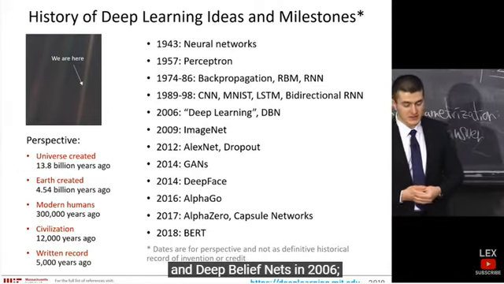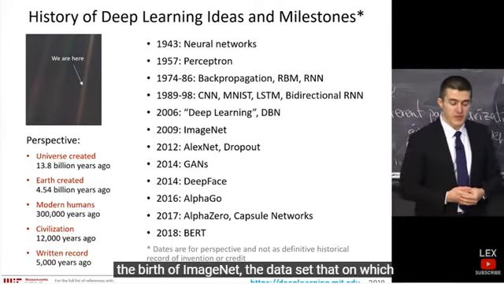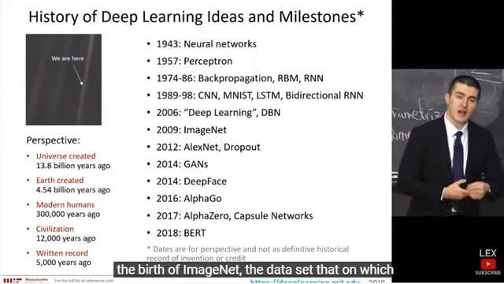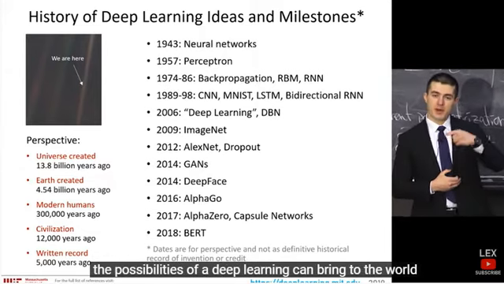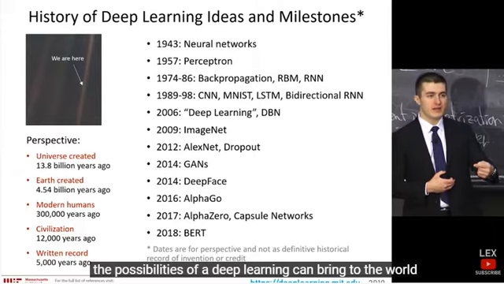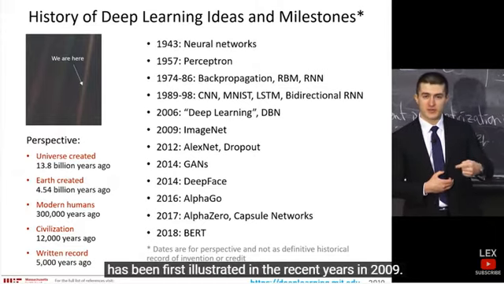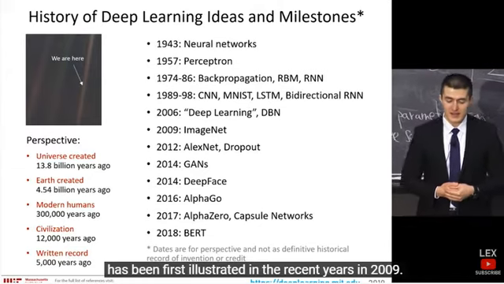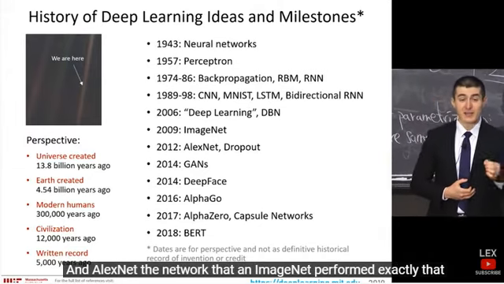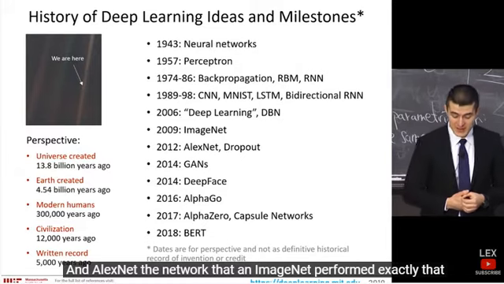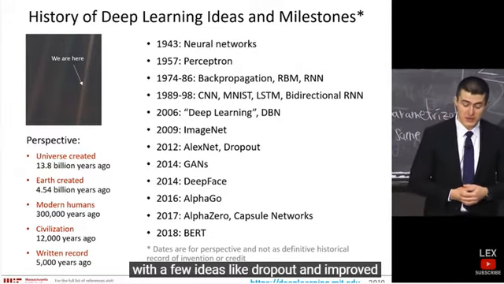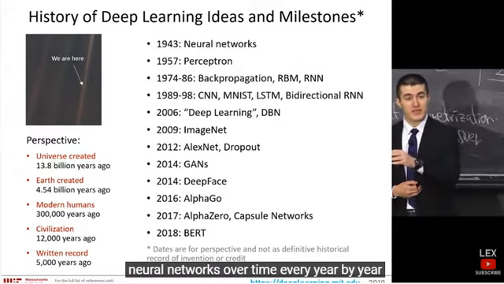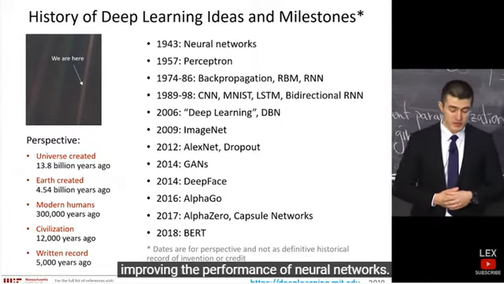and the rebranding and the rebirth of neural networks under the flag of deep learning and deep belief nets in 2006, the birth of ImageNet, the data set on which the possibilities of what deep learning can bring to the world were first illustrated in the recent years in 2009, and AlexNet, the network that on ImageNet performed exactly that, with a few ideas like Dropout that improved neural networks over time, year by year, improving the performance of neural networks.